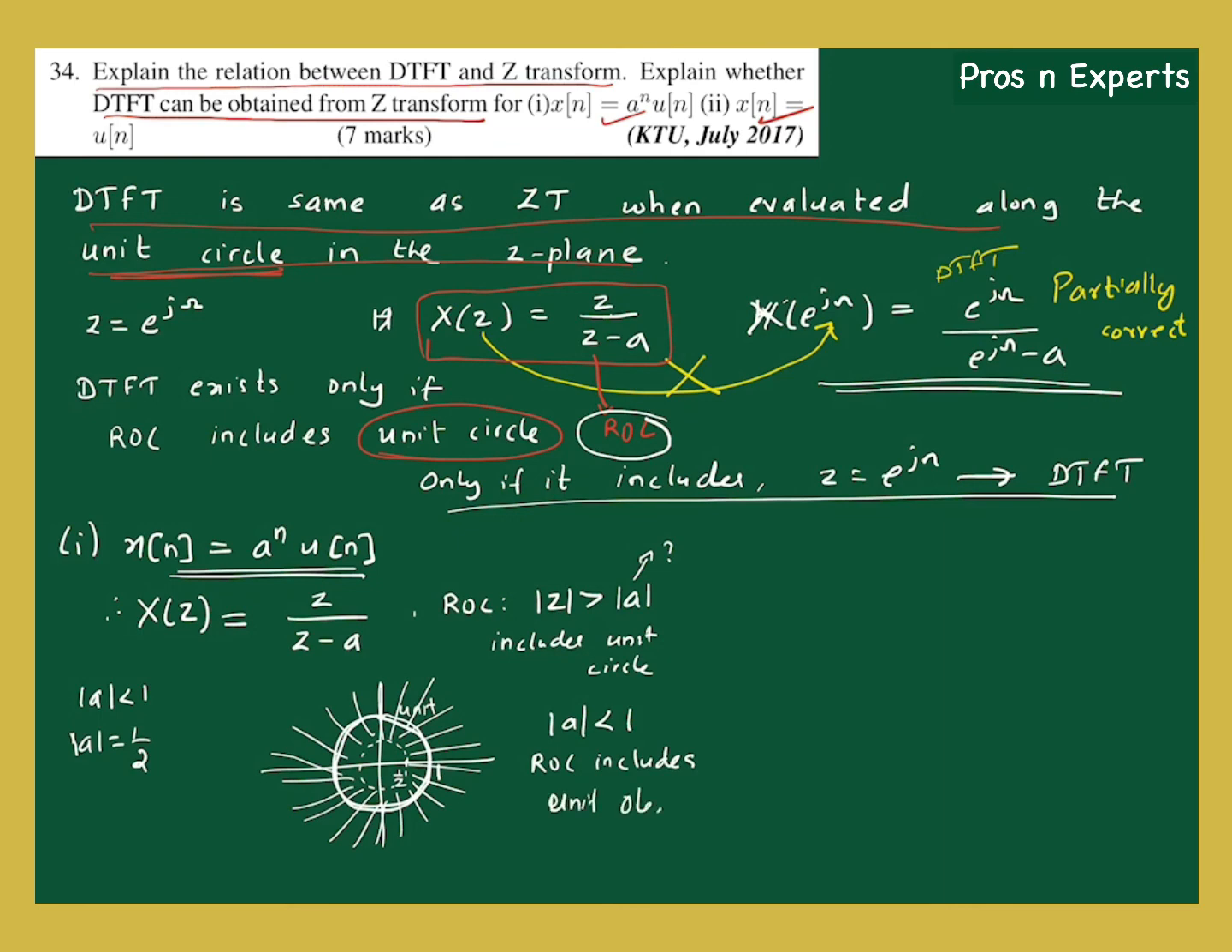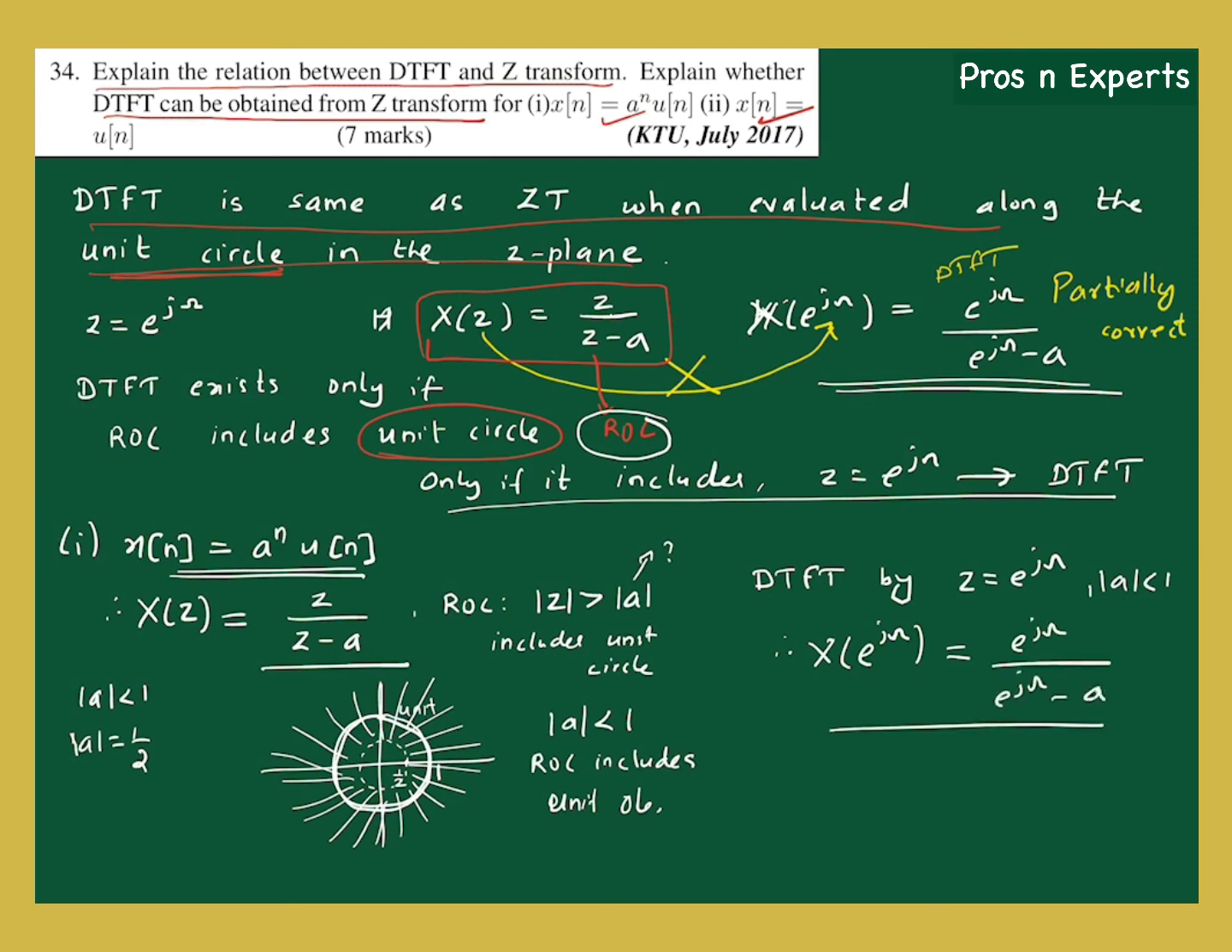So we can arrive at the DTFT by putting z equal to e raised to j omega, provided mod a is less than 1. Therefore the DTFT, x of e raised to j omega, will be equal to, for z by z minus a, putting e raised to j omega for z, e raised to j omega by e raised to j omega minus a, for mod a less than 1. Okay, so this is the answer to the first question.